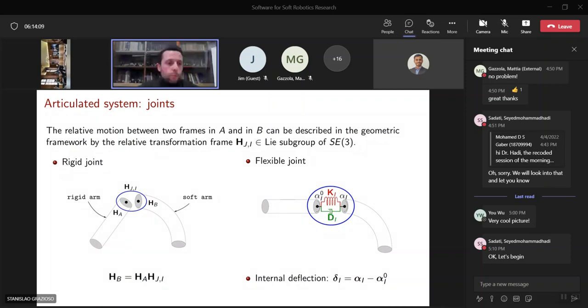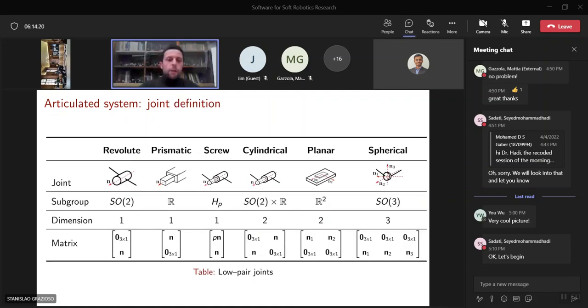Within the framework, we can accommodate both rigid joints and flexible joints, by using, in the latter case, a stiffness and a damper within the joint itself. We can accommodate the modeling of all 6 lower pair joints: revolute, prismatic, screw, cylindrical, planar, and spherical joints.